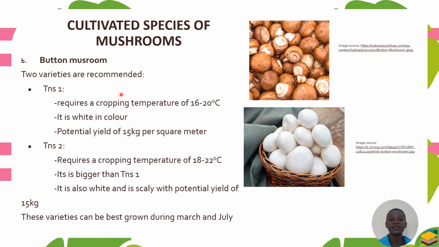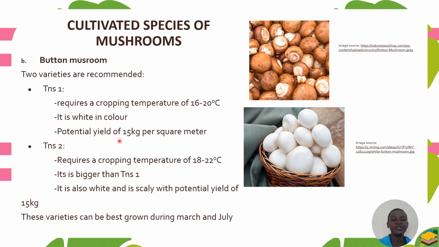Another common cultivated species of mushroom is button mushroom. These button mushrooms mostly come in two varieties, which are the ones recommended for us to grow. We have TNS1 as well as TNS2. TNS1 requires a cropping temperature of 16 to 20 degrees Celsius, and it is white in color.